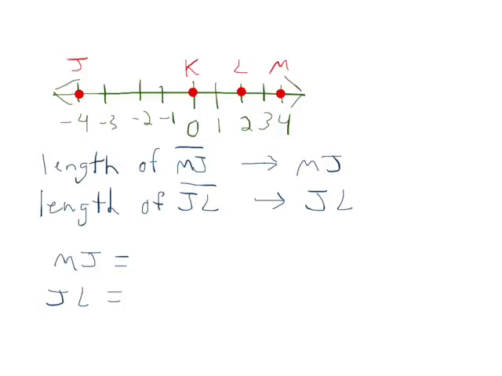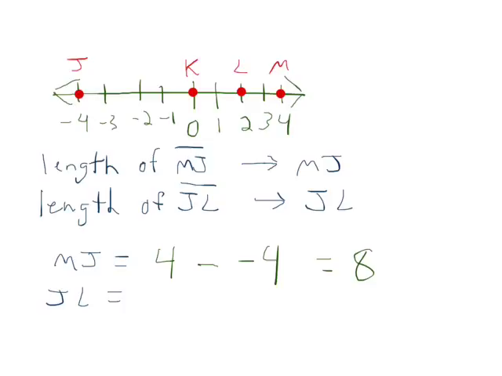So let's look first at how to find the length of MJ. To find the length of MJ, from point M to point J, we're going to look at the numbers or the coordinates of those points. We see here the coordinate of point M is 4, so I'm going to write that down. And then the coordinate of point J over here is -4. To find the length of the segment, all we do is subtract those two values. So 4 minus -4 gives me 8.